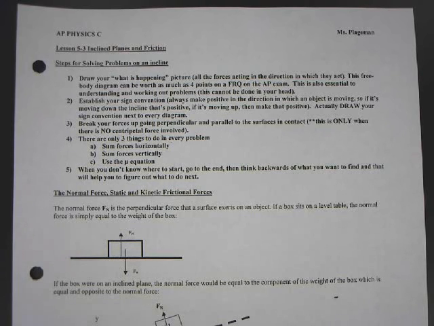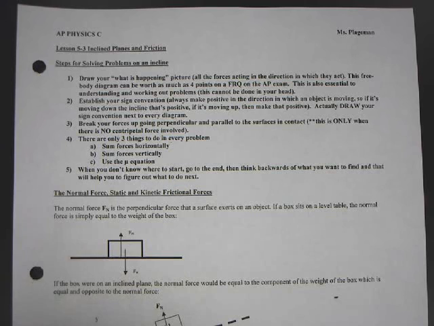Remember to establish your sign convention. Even though a lot of times we use the standard Cartesian sign convention that up and to the right is positive, many times in this class we're going to change our sign convention. So if something's on an inclined plane, we're going to make our sign convention going either up or down the inclined plane. What I do is I draw my sign convention on my diagram because it helps me to visualize what's positive and what's negative. Then you're going to break your forces into components perpendicular and parallel to the surfaces in contact.